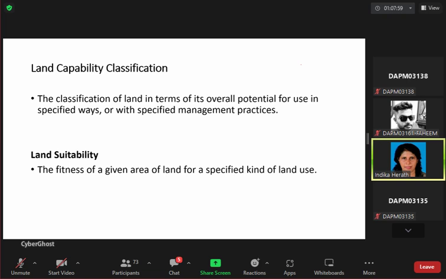Like that, land capability classification, that is the classification of land, whether land is capable for something. This classification of land, right? So this is in terms of overall potential of land use in specified ways with specific management practices. So if we want to do a particular activity on land, we see whether the land is capable of supporting that.